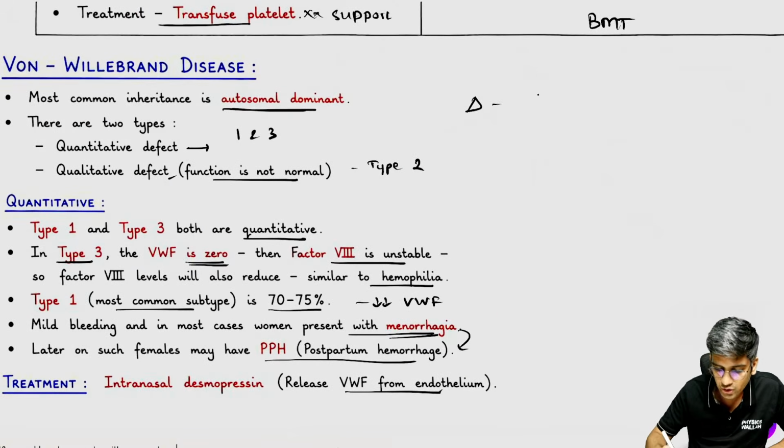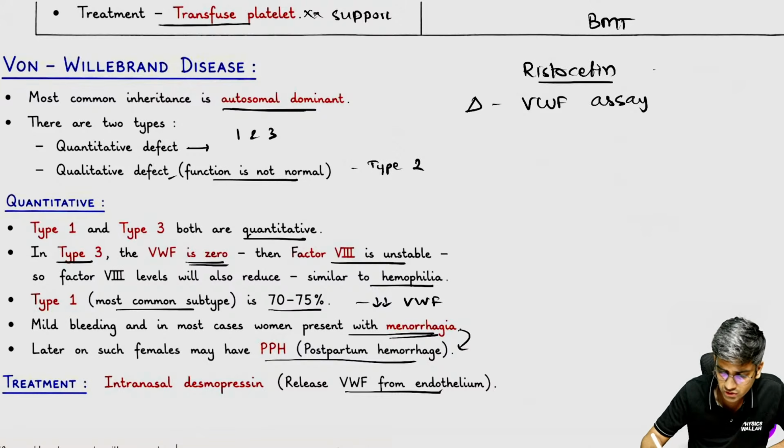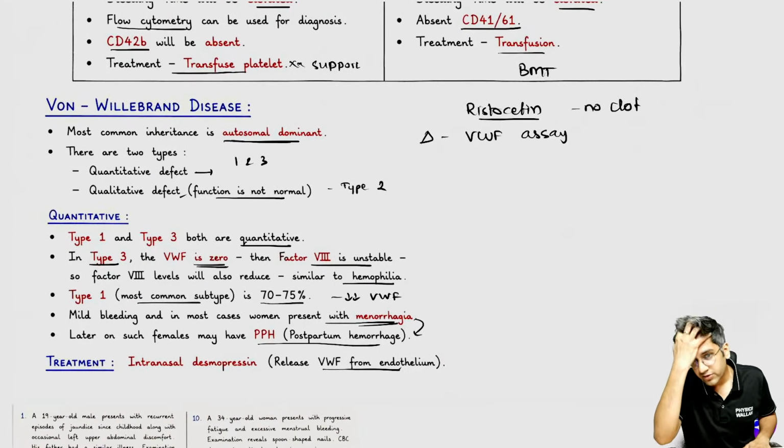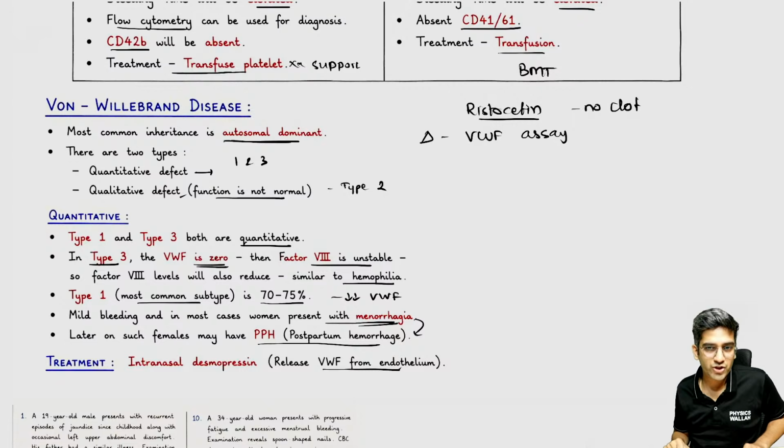And how do I diagnose? Do a von Willebrand factor assay. That's more than enough for us to diagnose. Before that, we have a test called the ristocetin agglutination test. In ristocetin, there'll be no clot formation, which makes you think of von Willebrand disorder. Fine, perfect, great. So we are done with coagulation disorders and RBC disorders.